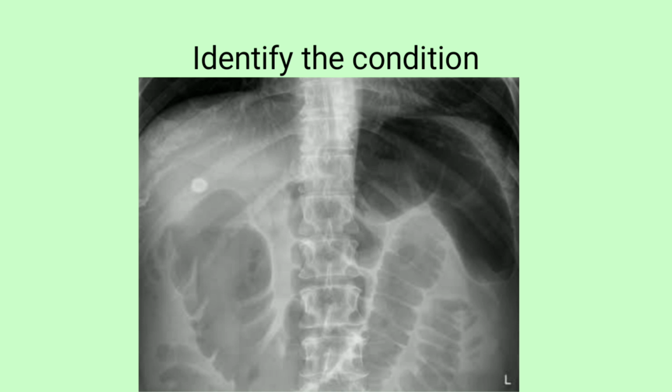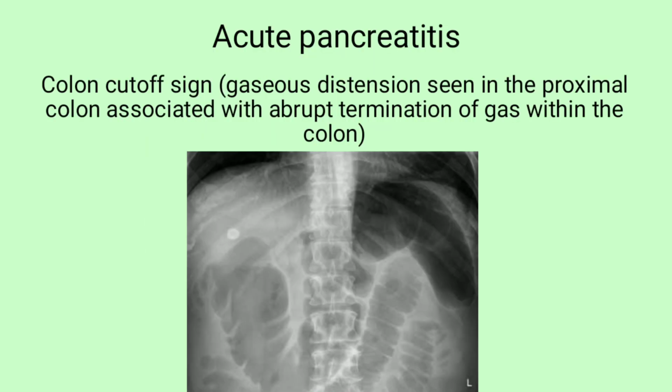Identify the condition. This is colon cutoff sign, in which we can see the gaseous distension in the proximal colon associated with abrupt termination of gas within the colon. It is seen in acute pancreatitis.